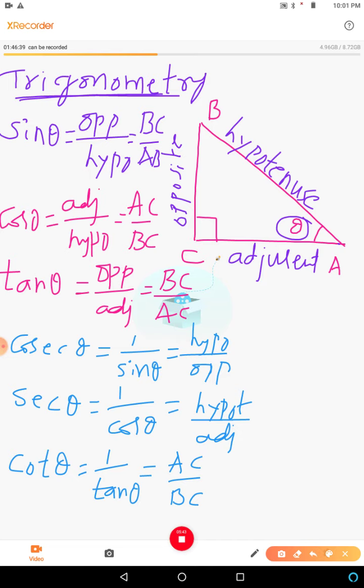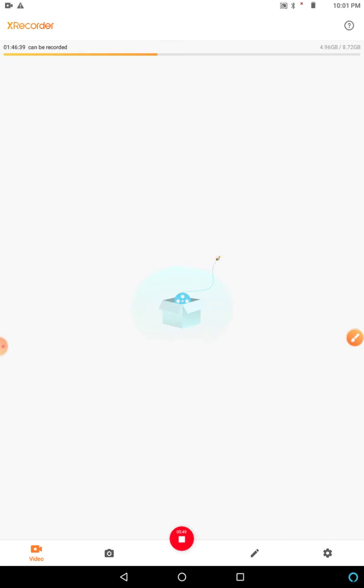Then we shall talk of the trigonometric ratios of some complementary angles. What angles? Complementary angles.